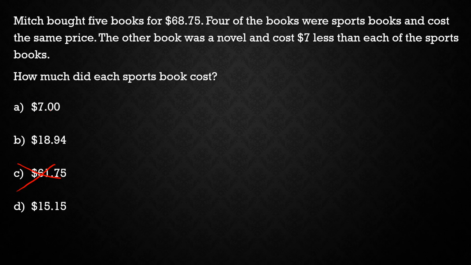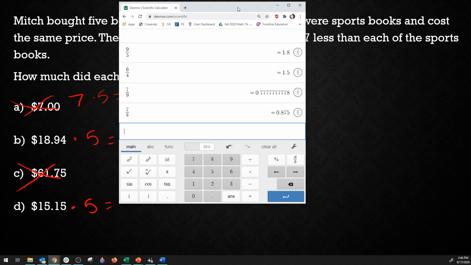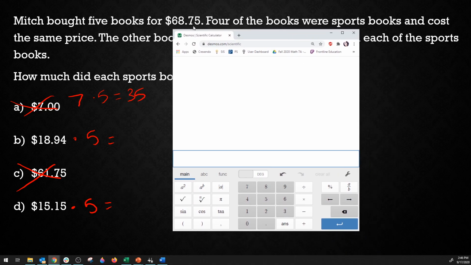$7 is also a little bit too low. If I spent $7 on each book, 7 times 5 is 35. So that can't be it either. So now I'm left with these two different answer choices, 18.95 and 15.15. What I'm going to do next is multiply both of them by 5. The reason why I'm multiplying both of them by 5 is because that is how many books he bought. And I'm not necessarily looking to get this answer up here. I just want to get as close to it without going over.